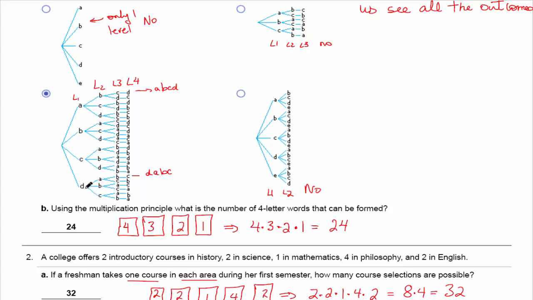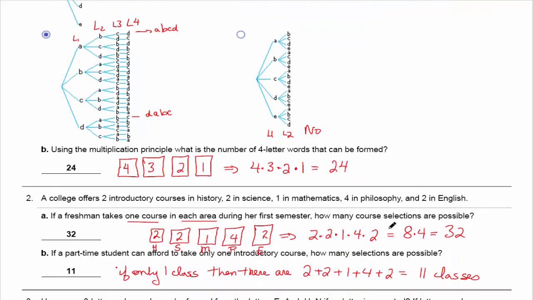And similarly here, if I picked a D, an A, and a B, then the only thing left to pick is a C. And so the multiplication principle says multiply up the counts for each of the positions. And so 4 times 3 times 2 times 1 is 24.